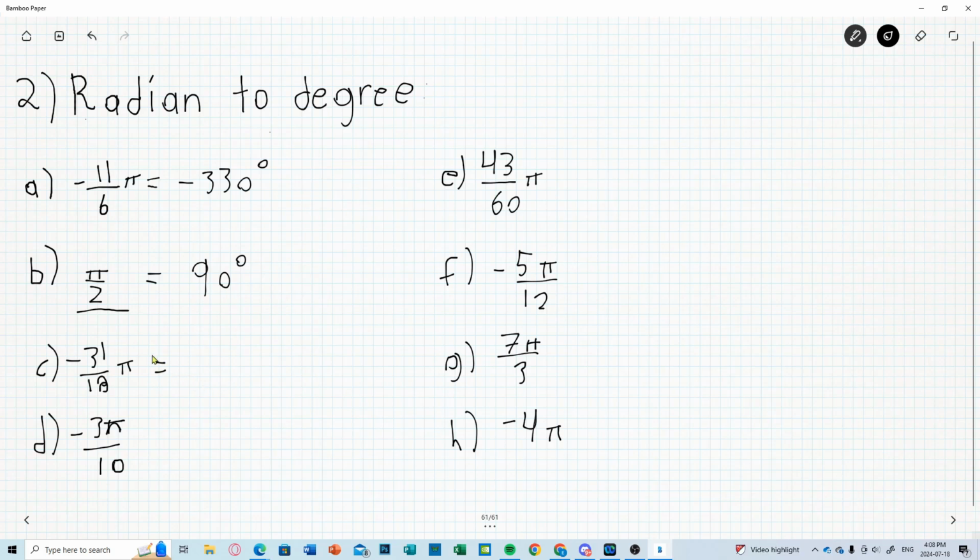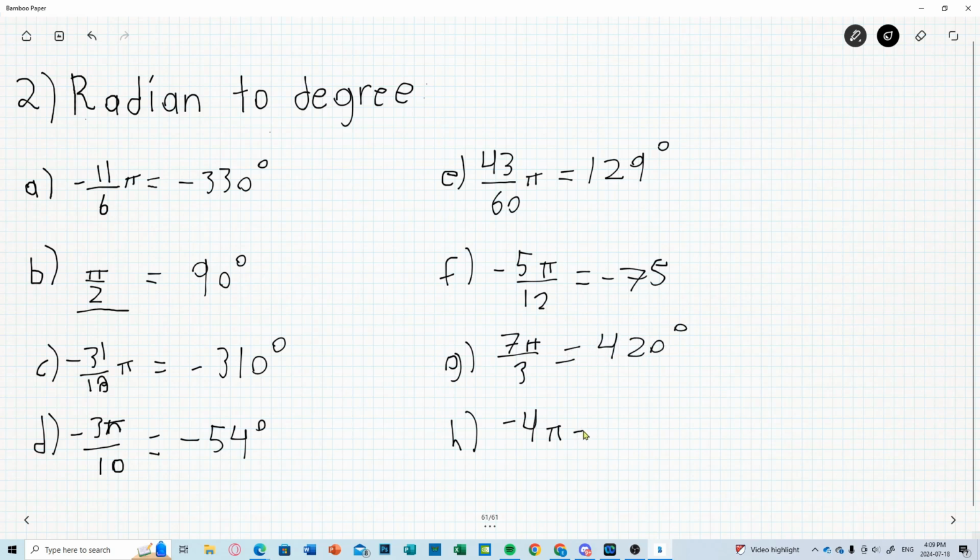Question 3 is going to be negative 31 multiplied by pi divided by 18. Following the same steps, we're going to get negative 310 degrees. Now we got negative 3 pi over 10, which will give us negative 54 degrees. Now we got question E, which is going to be 43 pi divided by 60, which will give us 129 degrees. We got negative 5 pi divided by 12, which will give us negative 75. Our second last one is going to be 7 pi divided by 3, which will give us 420 degrees.